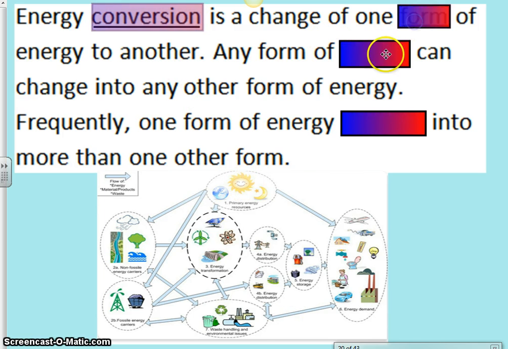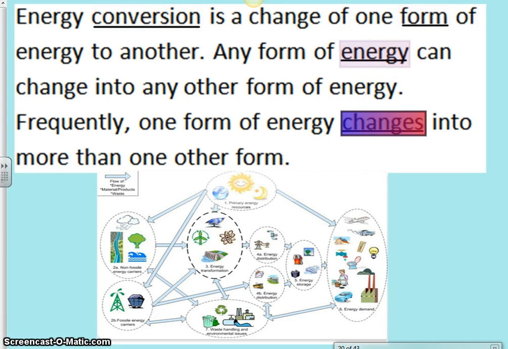Energy conversion is a change of one form of energy to another. Any form of energy can change into any other form of energy. Frequently, one form of energy changes into more than one other form. The diagram below shows a complex web of ways that energy can transform from one form to another and back again.